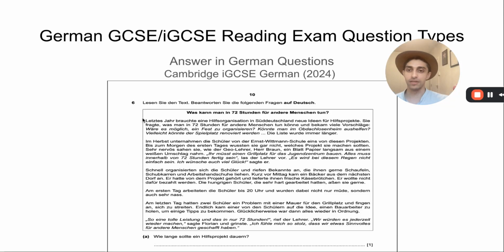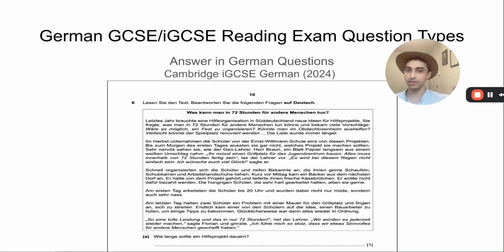So you'll be given the instructions. Often the instructions would be in German as well. So make sure that you practice that and you're familiar with the different instructions that can come up in German. Here it says, read the text, answer the following questions in German. This is the text, which is somewhat more substantial. And this is just the first question here, which is A. There would be many further questions below that as well.